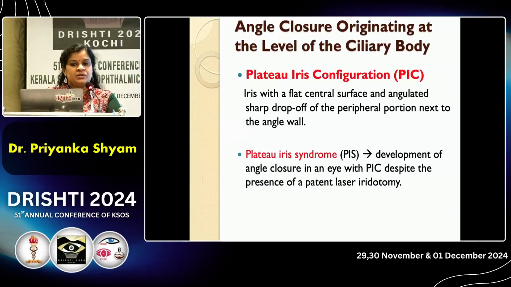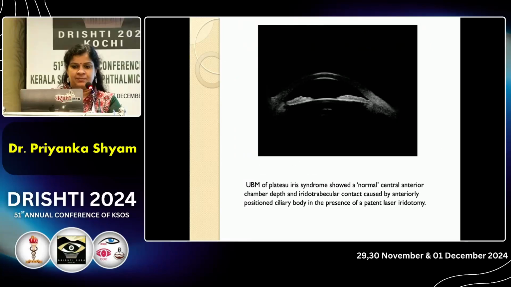Now, angle closure originating at the level of ciliary body can be due to plateau iris configuration, that is an iris with a flat central surface and angulated sharp drop-off of the peripheral portion. Plateau iris syndrome develops in eyes with plateau iris configuration despite the presence of a patent laser iridotomy. This is the UBM of a plateau iris syndrome showing normal central anterior chamber depth and iridotrabecular contact caused by anteriorly positioned ciliary body in the presence of a patent PI.